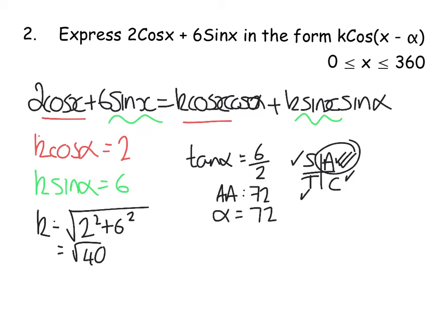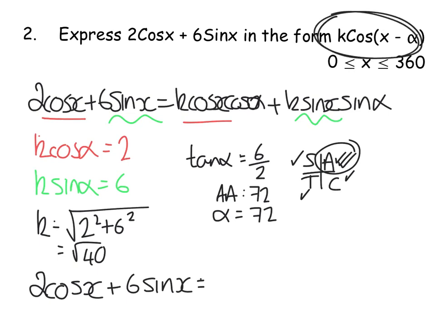So alpha is 72. And remember I said my last step is to rewrite the question. So 2 cos x plus 6 sin x equals, and then this bit up here, we're rewriting that in the right form. So k was root 40 cos bracket x minus alpha, which was 72. And that is us done our second wave function.